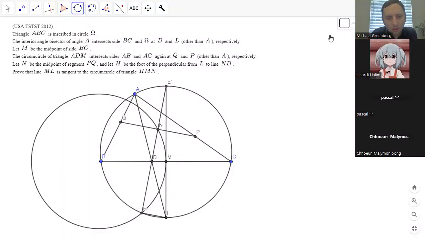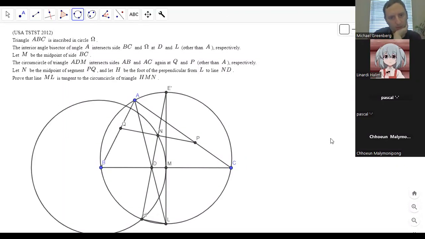Proving BQ equals CP. Oh, BQ equals CP, that's right. Yeah, that's a well-known lemma. So let's see, how do we prove that? Are there some congruent triangles?